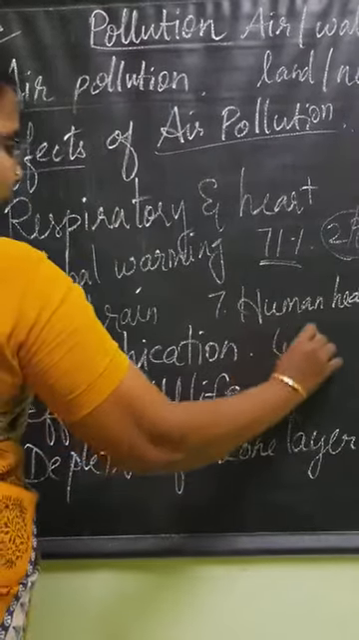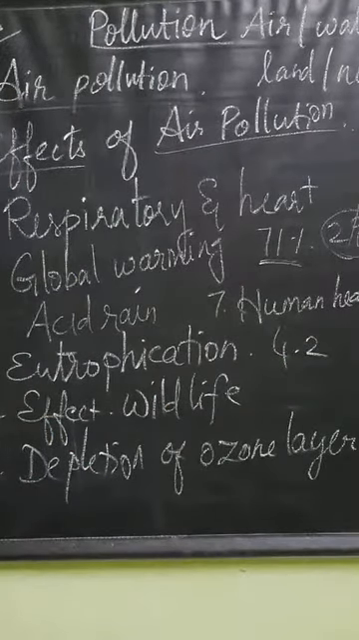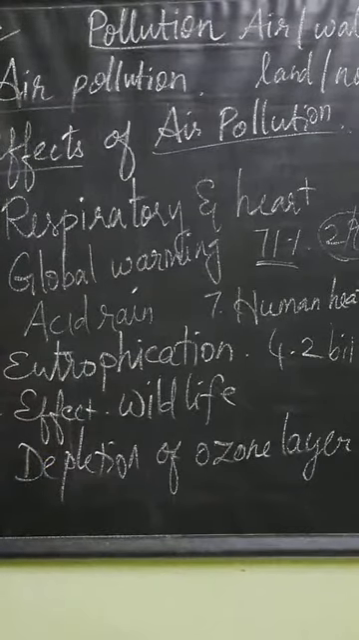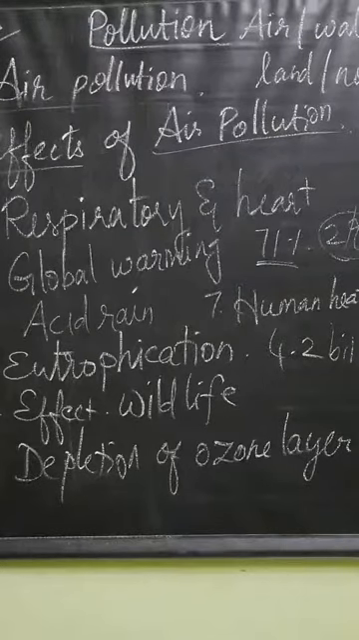4.2 million premature deaths globally are linked to ambient air pollution. So millions of deaths are happening only because of air pollution. See what a drastic death rate, only because of air pollution. So it affects humans. We should be very careful.